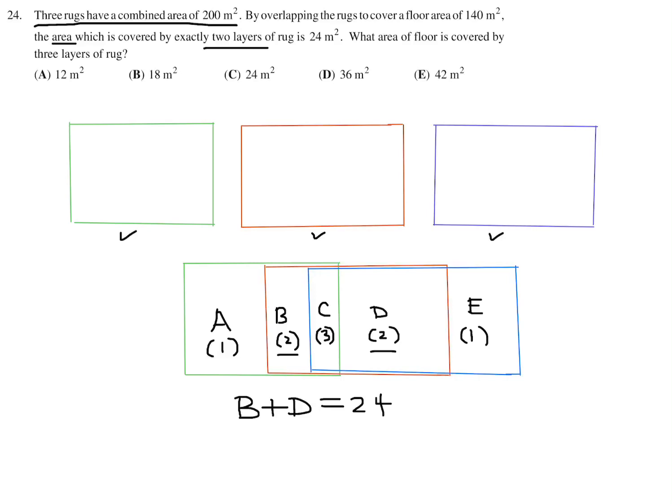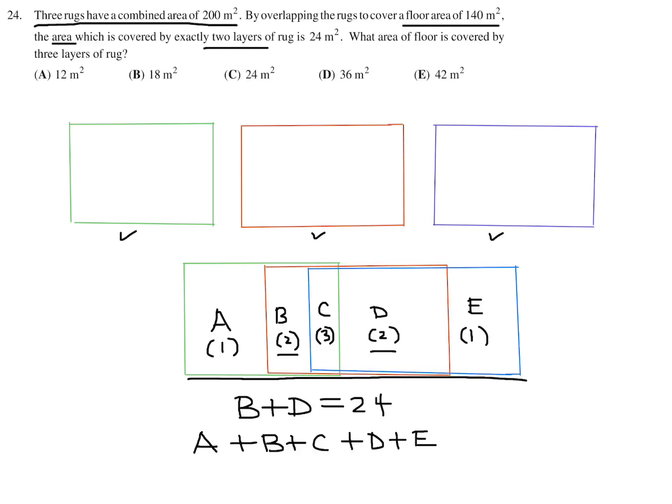And I think one more piece of information. By overlapping the rugs to cover a floor area of 140. So that means that this whole thing is 140. So A plus B plus C plus D plus E is 140. All right. So I think that's all we know so far. Yeah. All right, this is what we're going to have to work with.